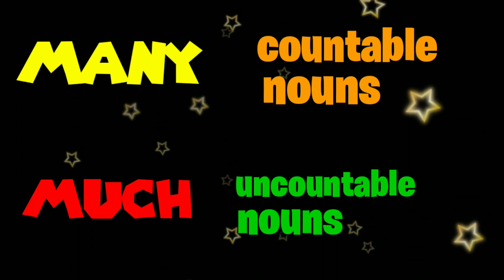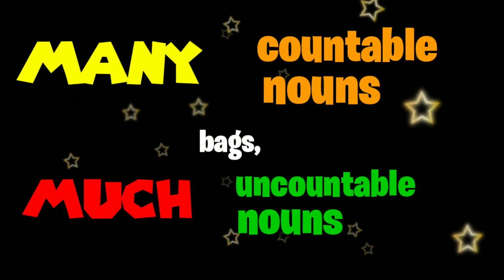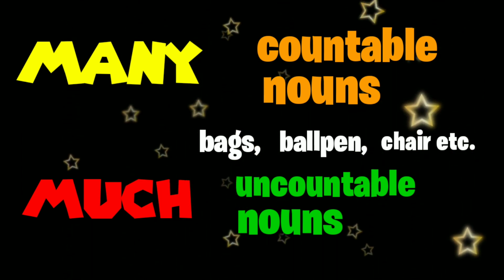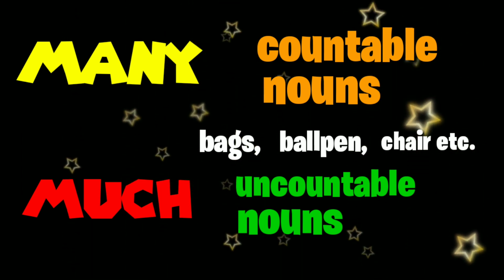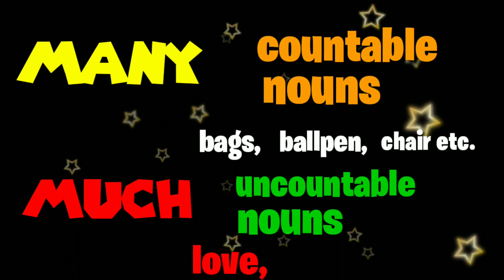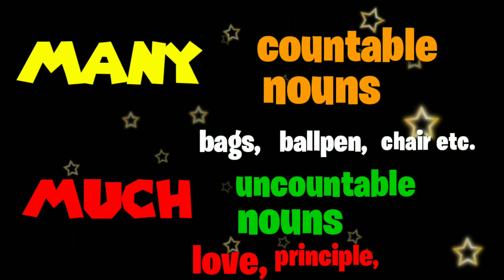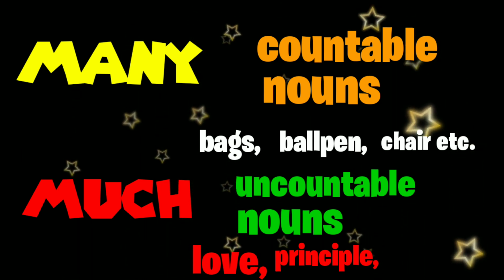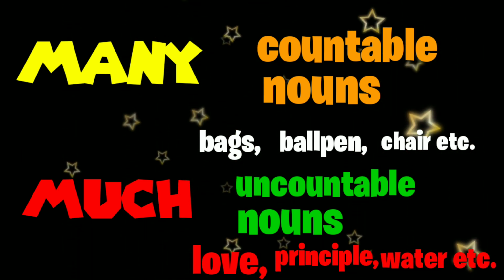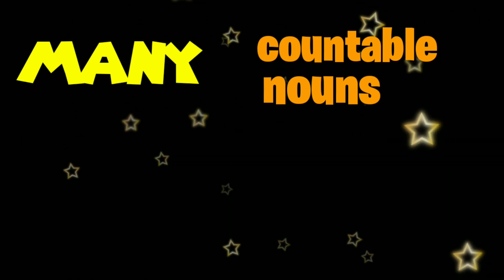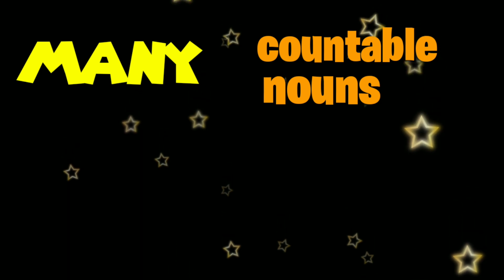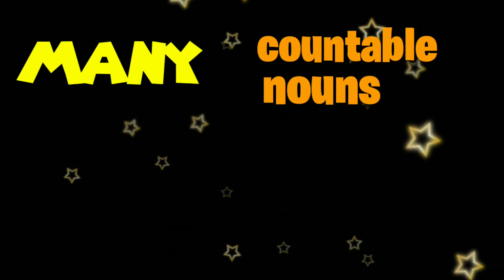Examples of countable nouns are bags, ball pen, chair, etc. And some examples of uncountable nouns are love, because it shows feeling, principle, because it shows idea or state of mind, water, etc. Let us take some examples using many in the sentence.